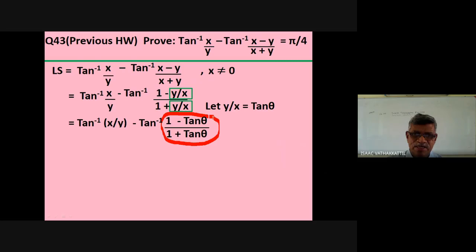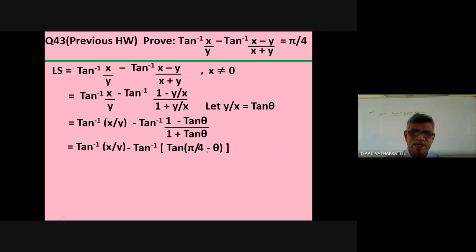Can any of you recollect? It is tan of pi by 4 minus theta. Correct, exactly. That is tan pi by 4 minus theta. So we have tan inverse x by y minus tan inverse tan pi by 4 minus theta. That's all. Tan inverse tan pi by 4 minus theta is simply pi by 4 minus theta. Tan inverse x by y is kept as it is.